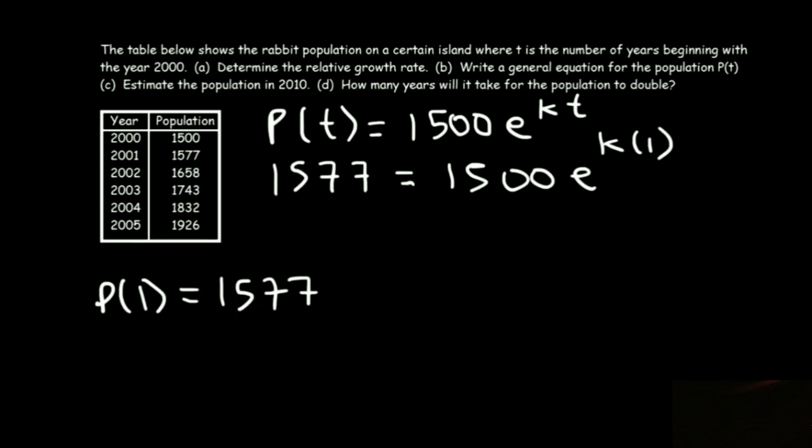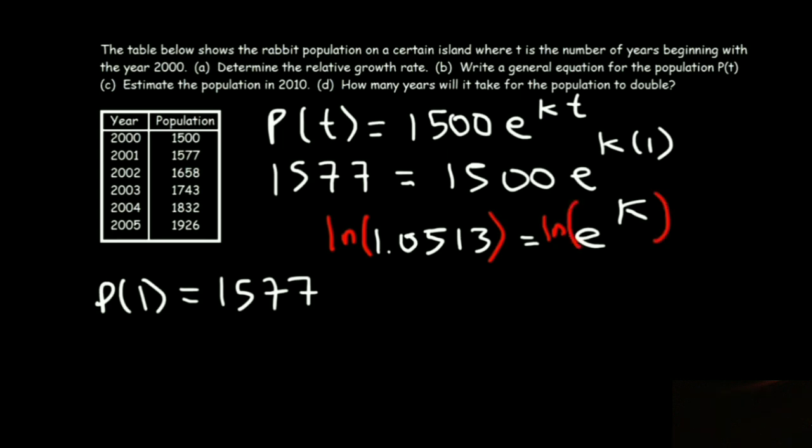Let's divide both sides by 1500. 1577 divided by 1500 is equal to 1.0513, and that's equal to e raised to the k power. Now we need to take the natural log of both sides. The natural log of e to the k, what do you think that's equal to?